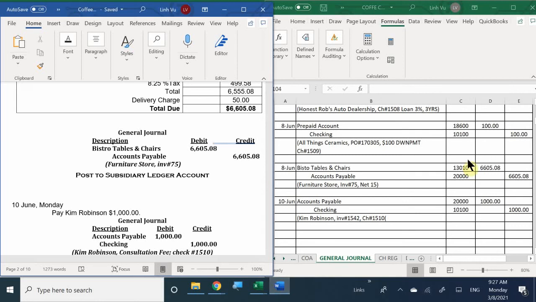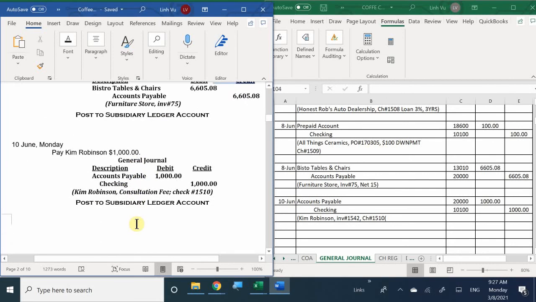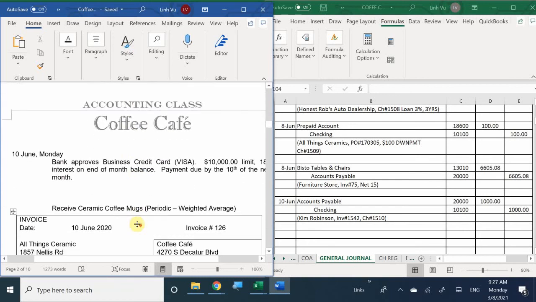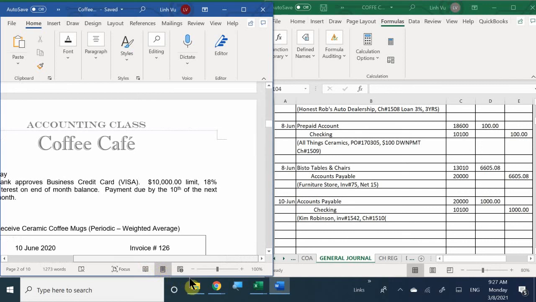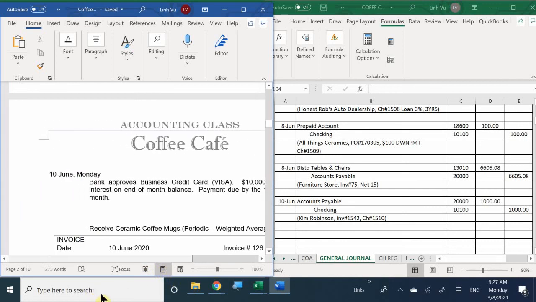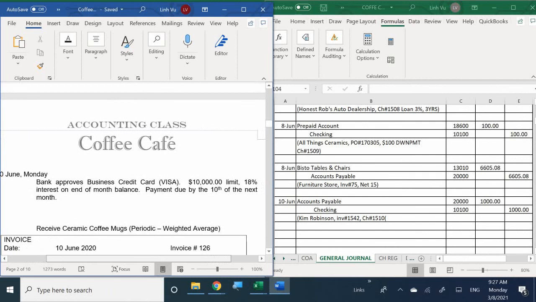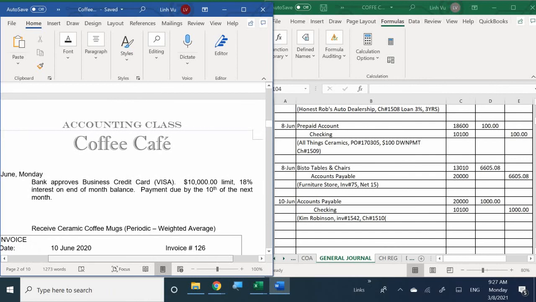All right. So now that we paid Miss Kim Robinson, what has happened next? Okay, so the bank approves the business credit card, right? Visa, okay, for a $10,000 limit, okay? So of course, we got a credit card, and it's going to be 18% APR interest, okay, at the end of each month on the balance, right, of the amount that you owe, okay?